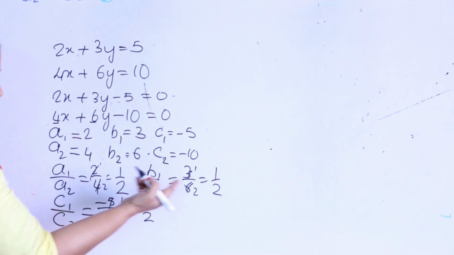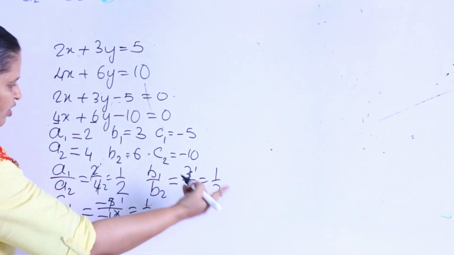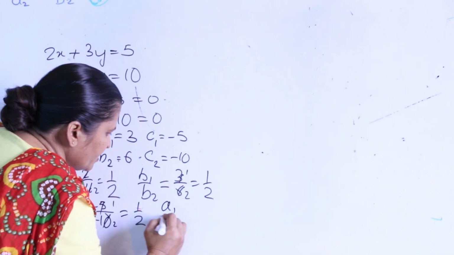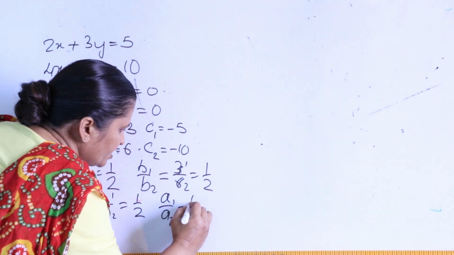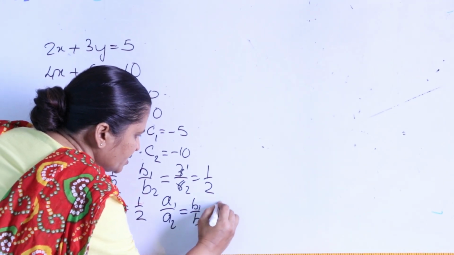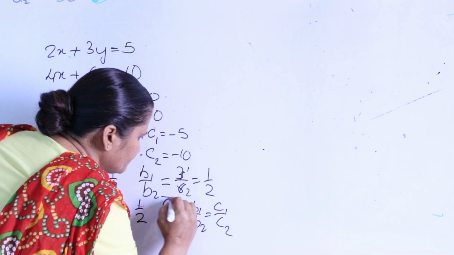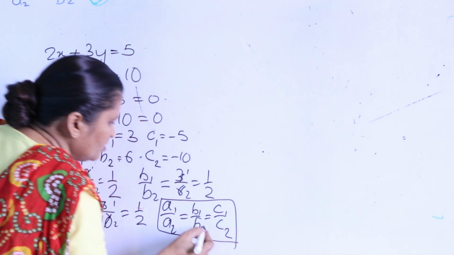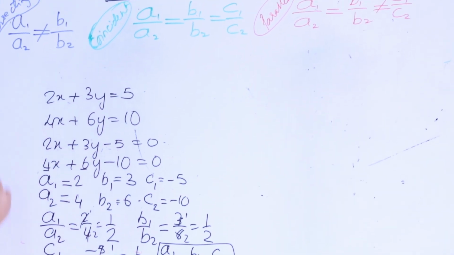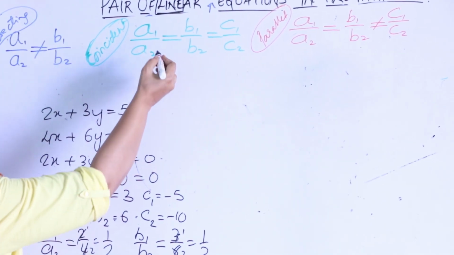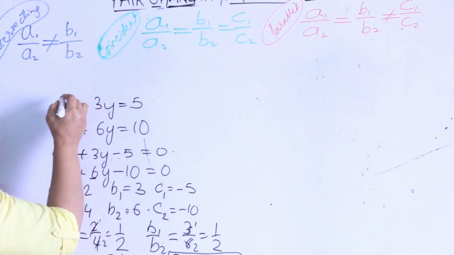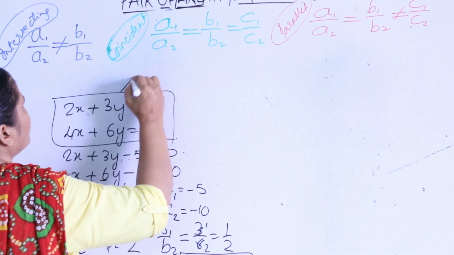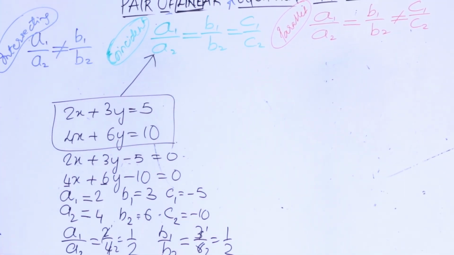A1 by A2, B1 by B2, C1 by C2, all are equal. So, we'll write this as A1 by A2 is equal to B1 by B2 is equal to C1 by C2. This is what we got. What kind of system is this now? You see all these three? Yes, this is a coincident system. This is an example for coincident. This is how we find.